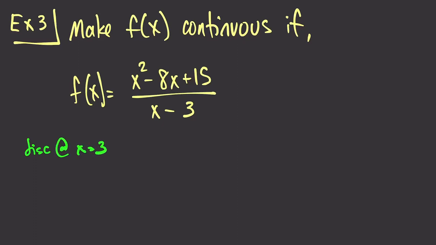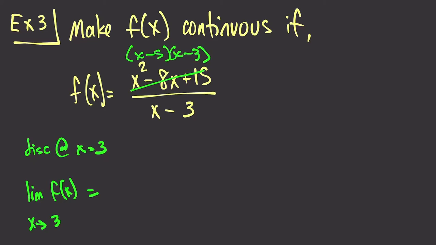So then we need to take the limit of f of x as x approaches 3. Well, let's clean up this top. Let's factor that. It looks like it's going to be x minus 5, x minus 3, and then x minus 3 cancel. So when I take this limit, I'm really taking the limit of x minus 5 as x approaches 3. 3 minus 5, negative 2.